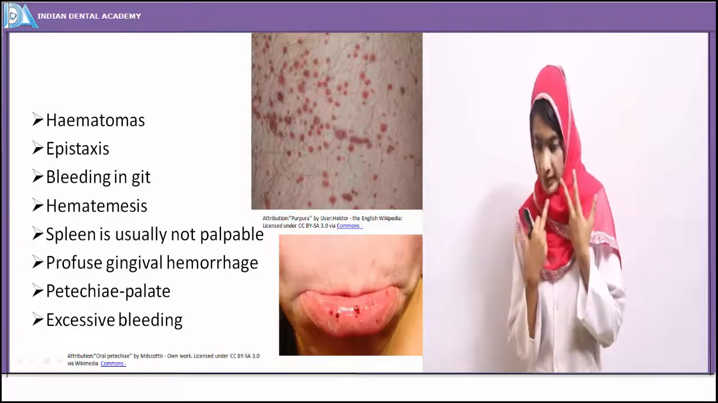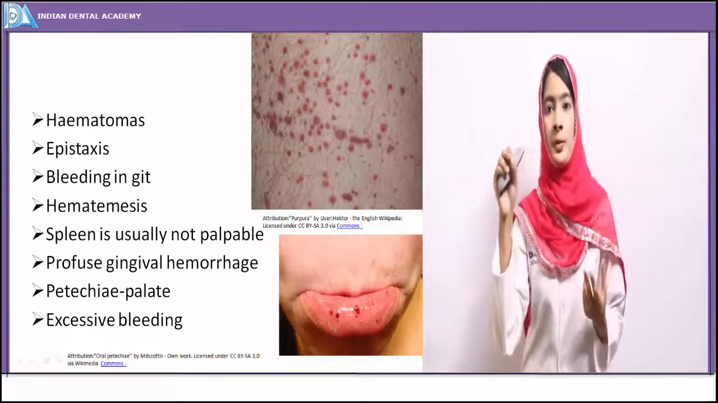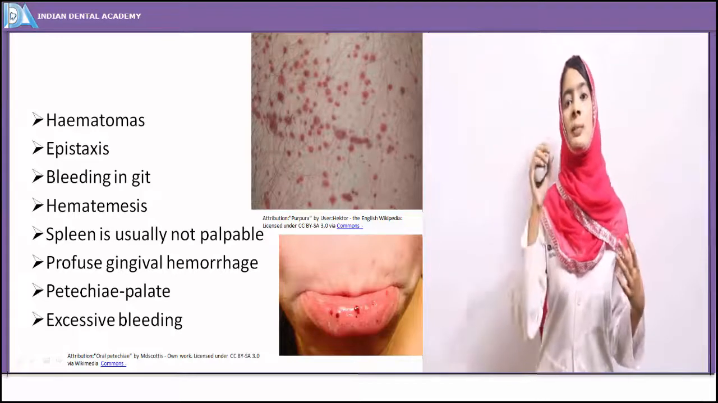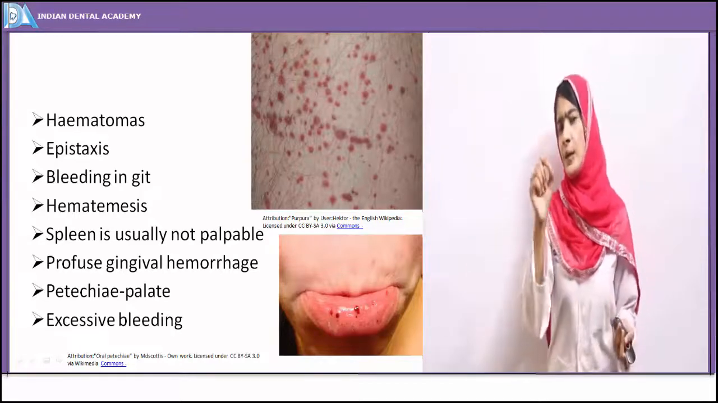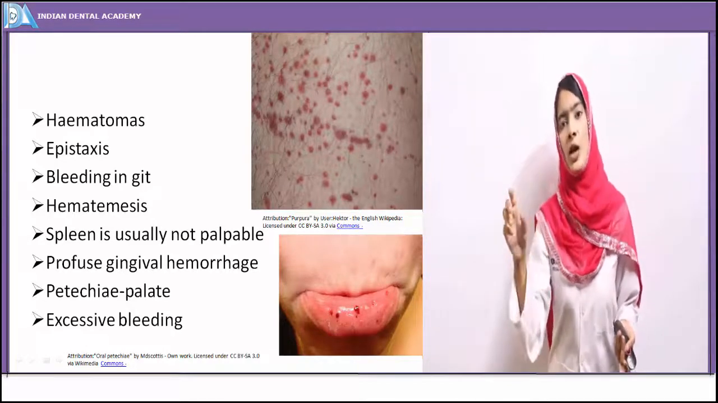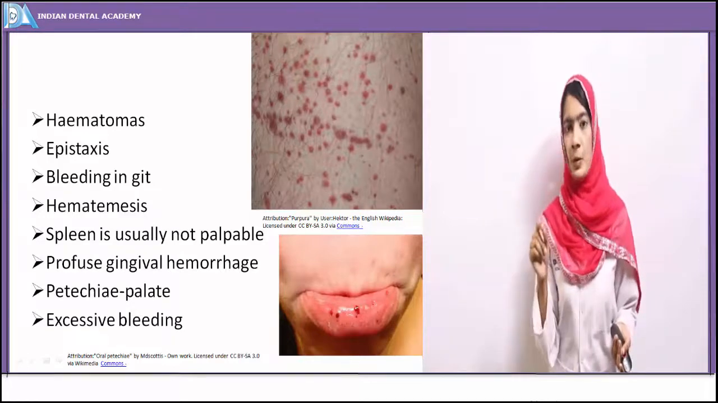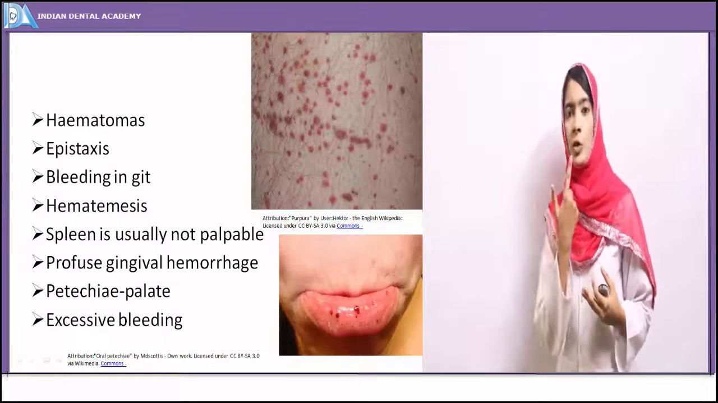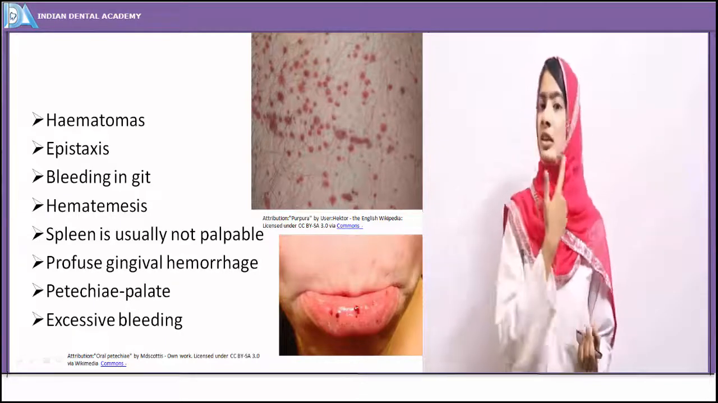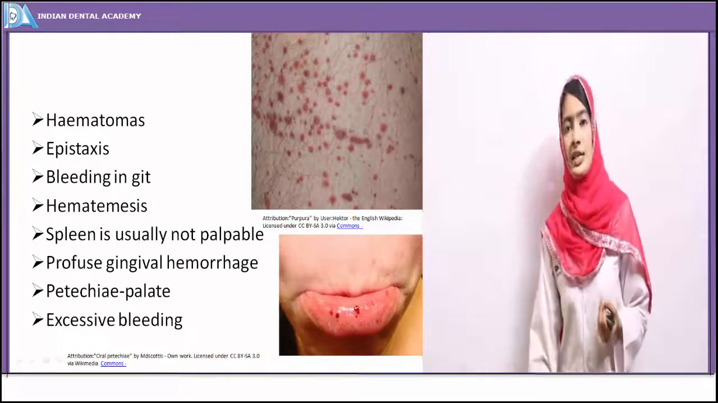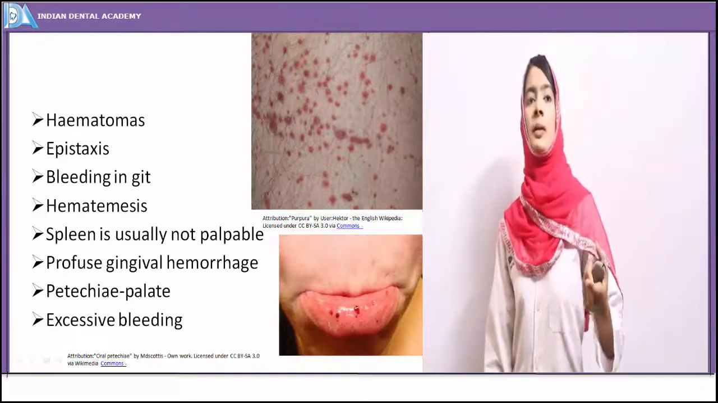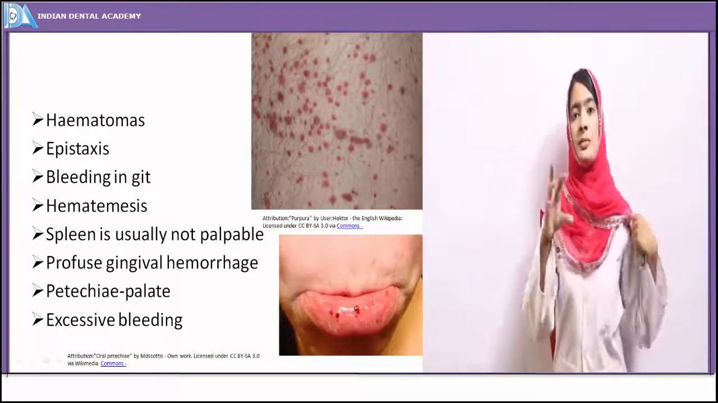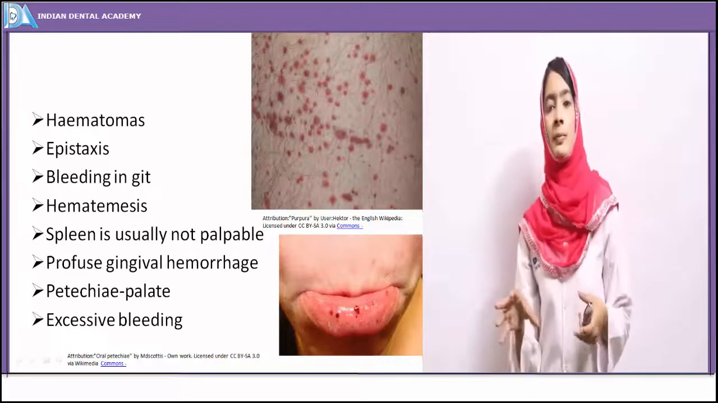And when you see the oral cavity, along with the appearance of purplish discoloration, you get to see petechiae. Petechiae are nothing but pinpoint sized spots on the oral cavity, pinpoint sized pink color spots. They may be seen either on the lips, on the buccal mucosa, tongue, or the junction of the hard and soft palate. So along with petechiae, you get to see the hematomas. Hematomas are nothing but deposition of blood pigment.